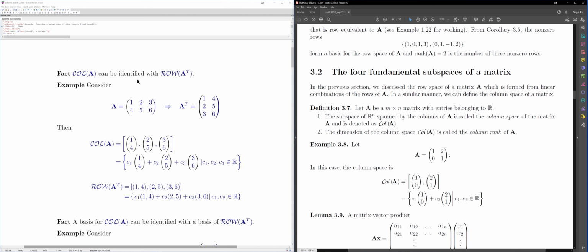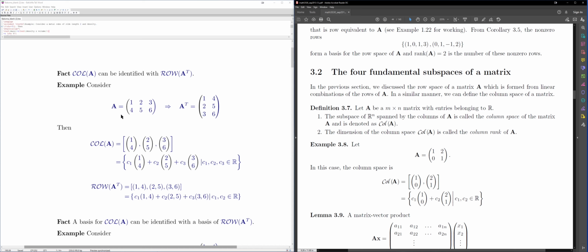So this is a matrix A over here. This is a 2 by 3 matrix, and this is A transpose. In this case, the matrix is not square. This whole theory would also work if the matrix is square, but this is not square. I have two rows over here, and I form the transpose. Notice the first row becomes the first column, the second row becomes the second column. So this is A transpose.